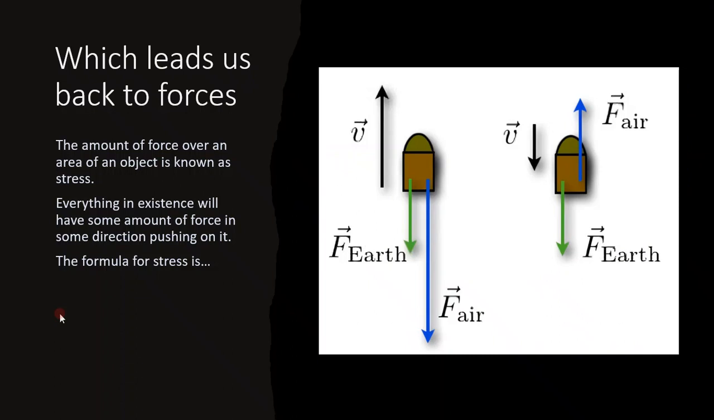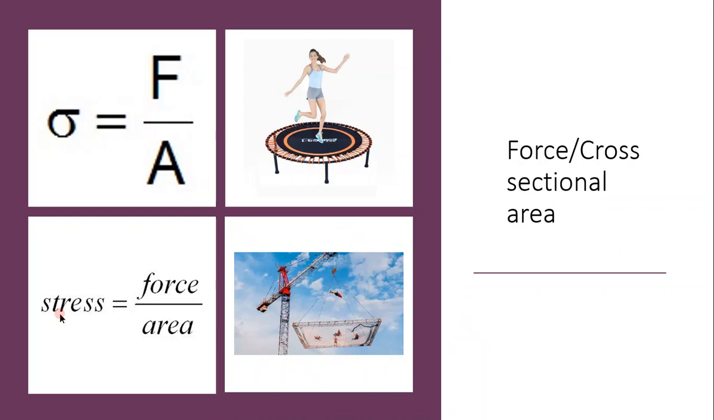So stress is the amount of force over an area of an object. I'm just going to repeat myself there. Everything in existence will have some amount of force in some direction pushing on it. And the formula for stress is just the amount of force over the cross-sectional area.